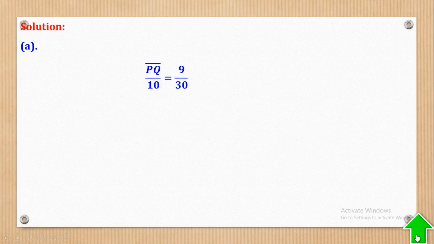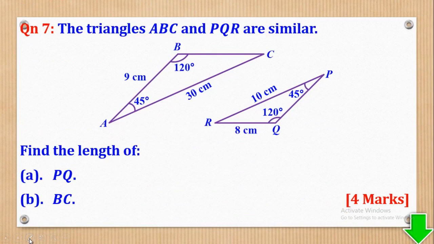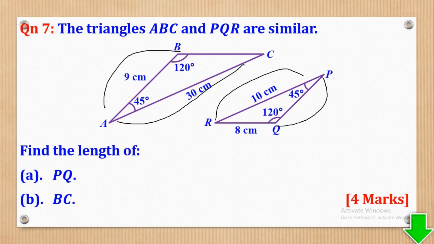So where does that come from? PQ over 10 is equal to 9 over 30. I think you realize that this angle is 45 and this angle is also 45. Then this angle is 120 and this angle is also 120. So when we are comparing, we shall look at the side which has both angles. So 120 and 45 is 9, and 120 and 45 is PQ.